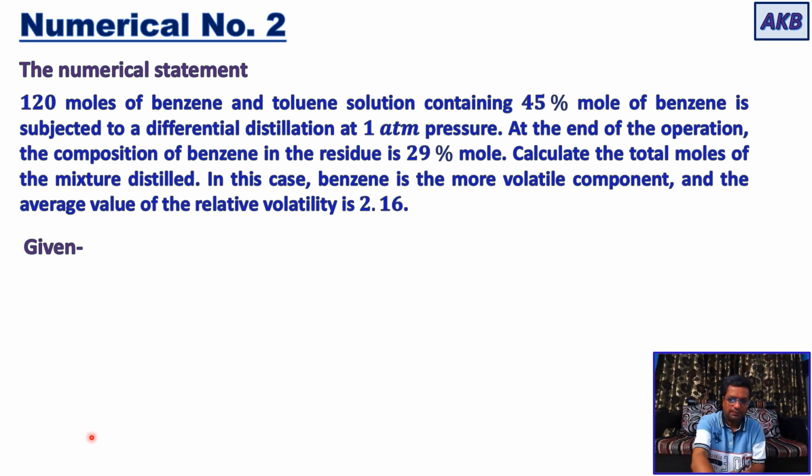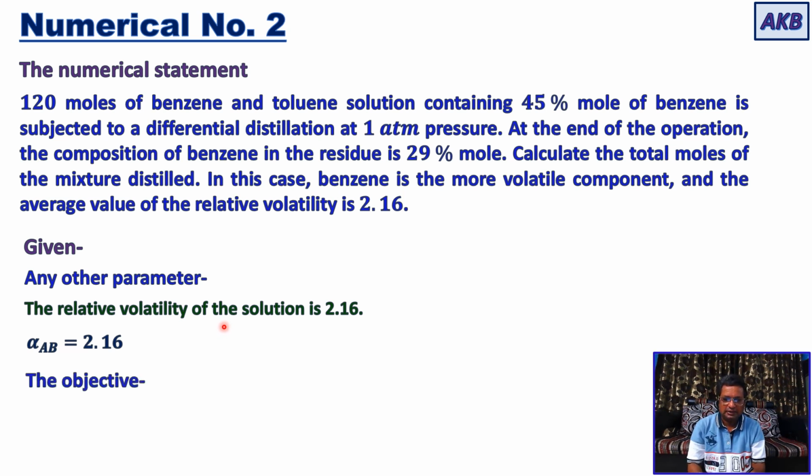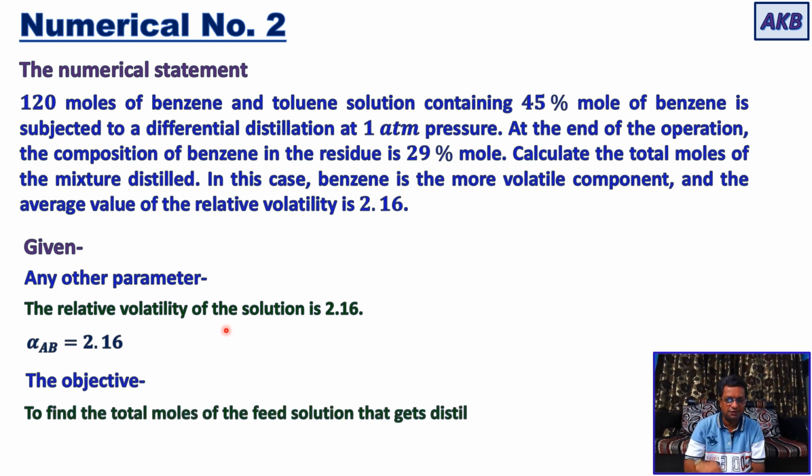Okay, then is any other parameter given to us? Yes, it is the relative volatility. The relative volatility is given to us, it is 2.16, so we denote it by alpha AB. This is 2.16. And what is the objective? The objective is to find out the total moles of the feed solution that gets distilled. That is, we are supposed to find out D.